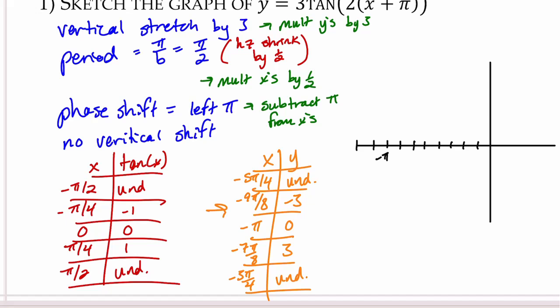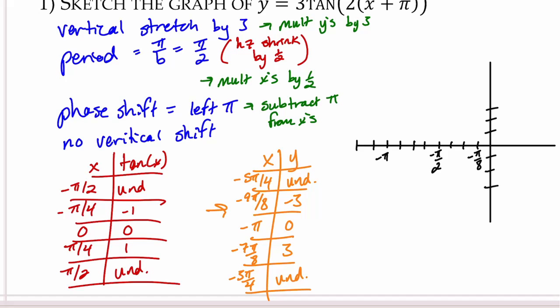So let's label another one. This is going to be negative pi over 8. And that'll be negative 2 pi over 8. This will be negative 3 pi over 8. Negative 4 pi over 8. That's going to be negative pi over 2. Something like that. Okay. And then for my y, I'm going to label it 1, 2, 3. And then 1, 2, 3.